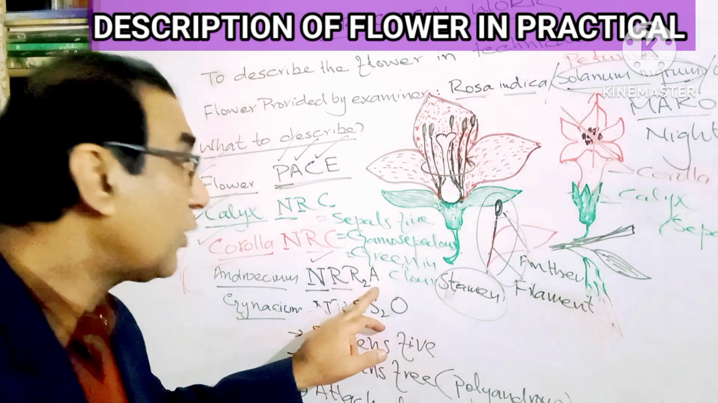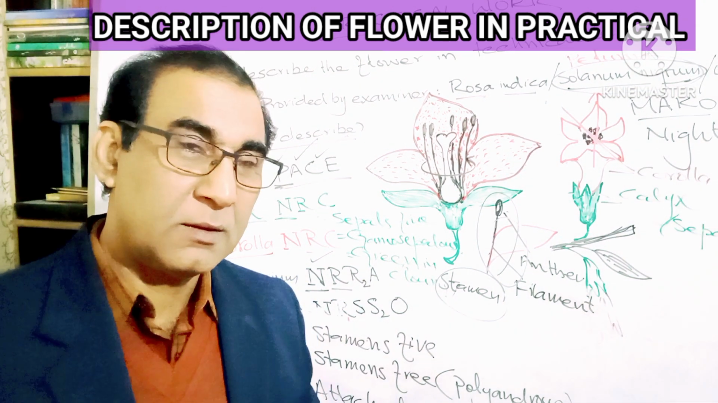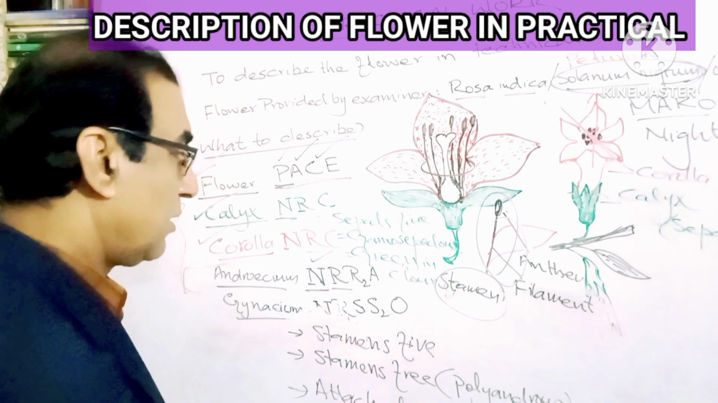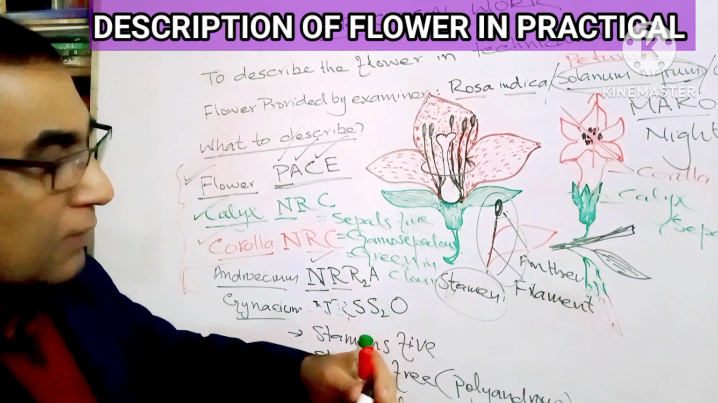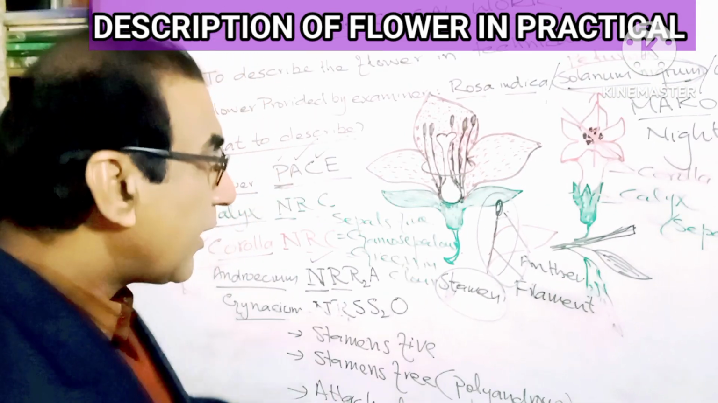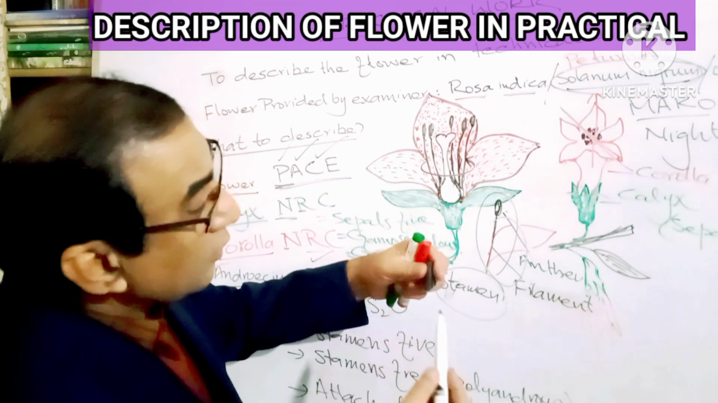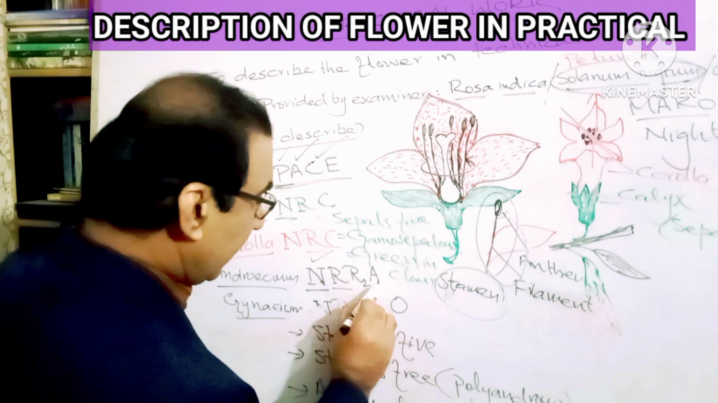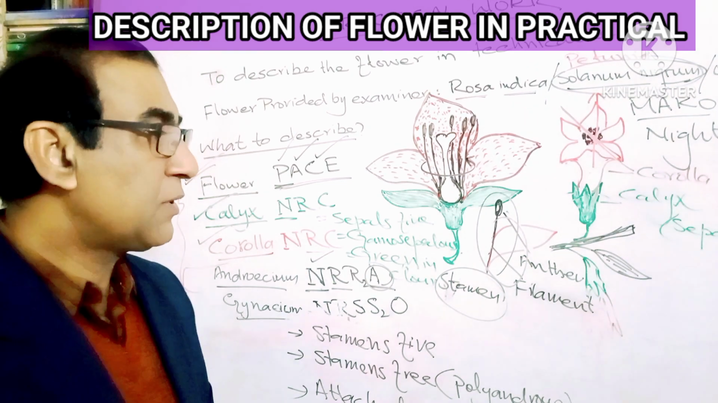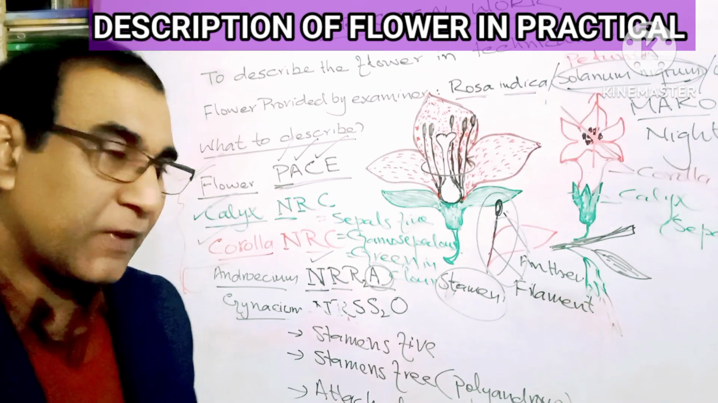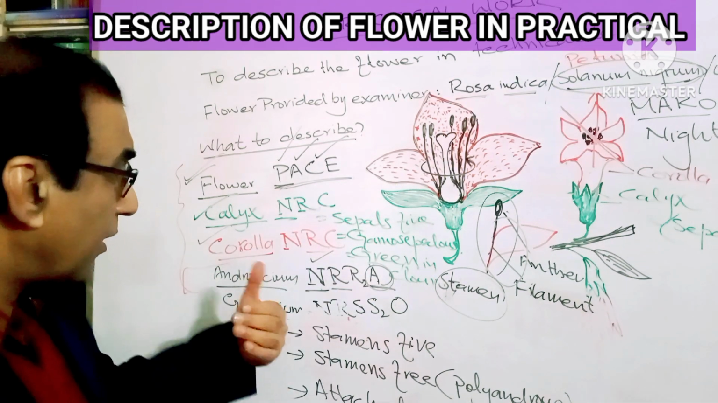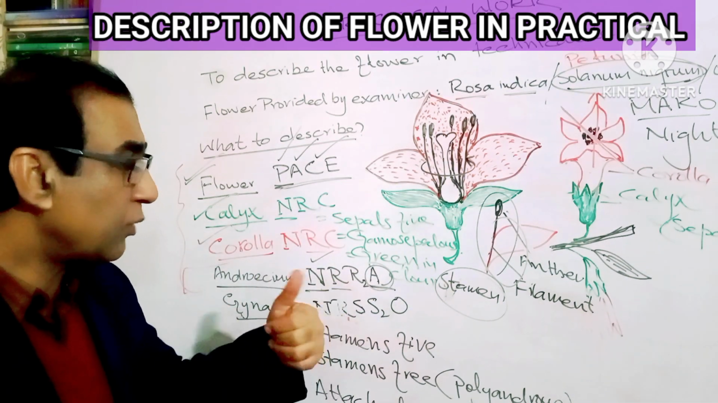Now, look, here you have to tell what type of relationship the anther has with the stamen. They are versatile, or they are basifixed. So here they are attached with the base, so they are known as basifixed. So you have to tell about the anther, particularly the position of the anther. Okay, so these are basifixed. N, R, R2 and A.